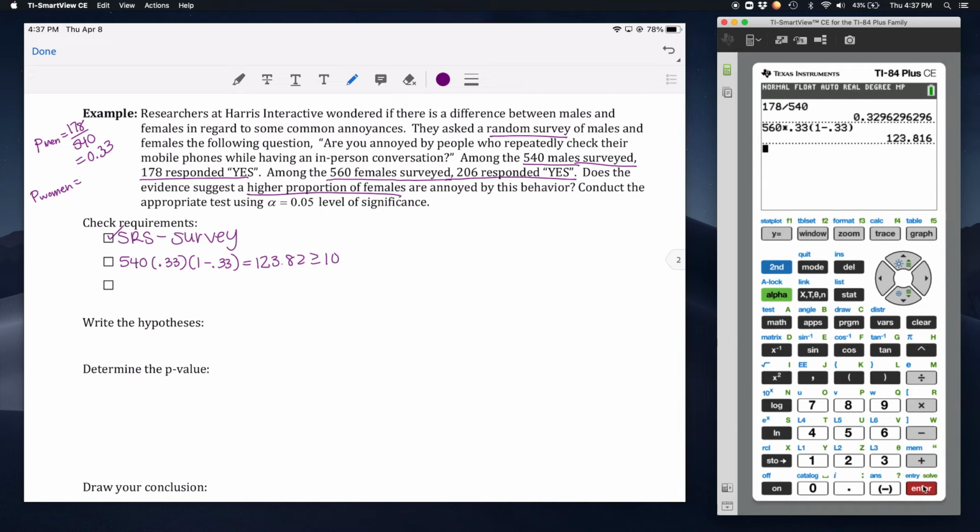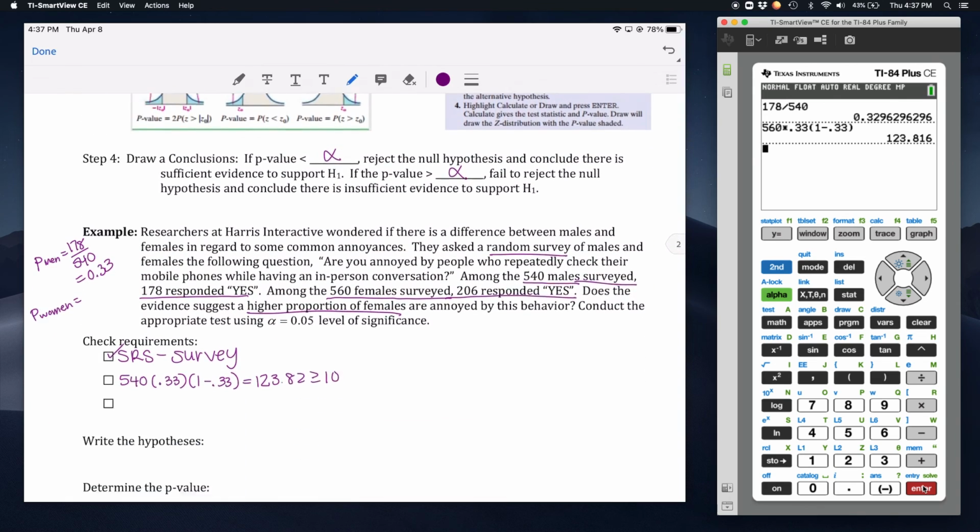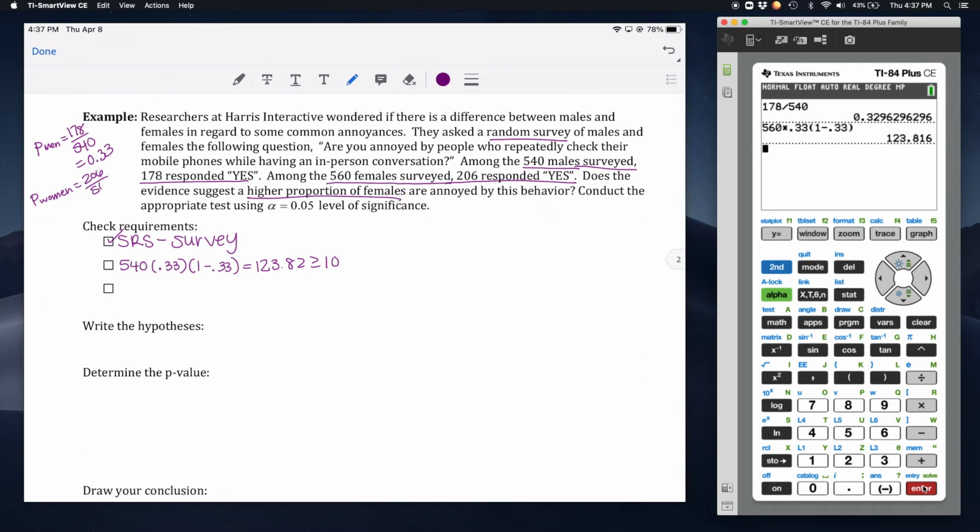So for women, we have 206 out of 560. Oh, you know what? Sorry, look at that. I typed in the wrong number there. You're gonna wanna make sure that's a 4. I don't think, no, still the wrong number. 540, not 460 or 560. Let's try that one last time. Third time's the charm.